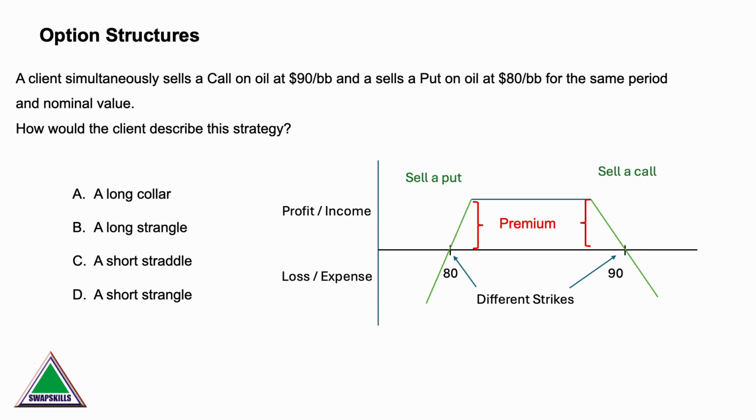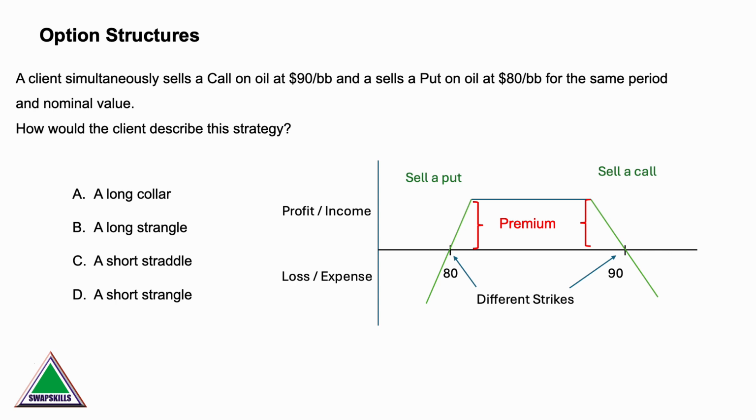Okay, quick look at a strangle here. A client simultaneously sells a call on oil at $90 a barrel. So let's just think about that. They've given somebody the right to buy oil off us at $90 a barrel. So if the market price is 95, 100, 105, it's not the customer's problem. They've got the right to buy it off us at $90 a barrel.